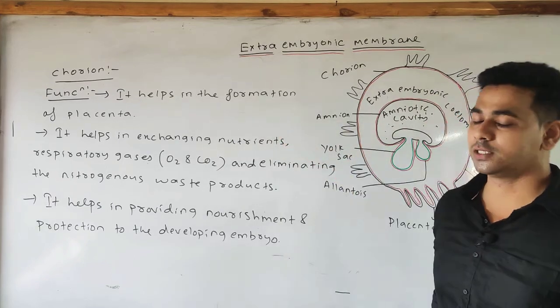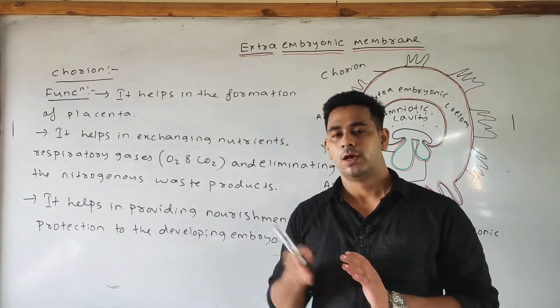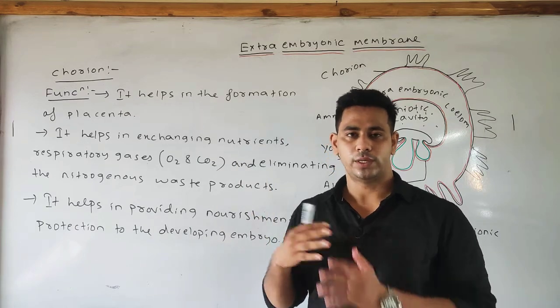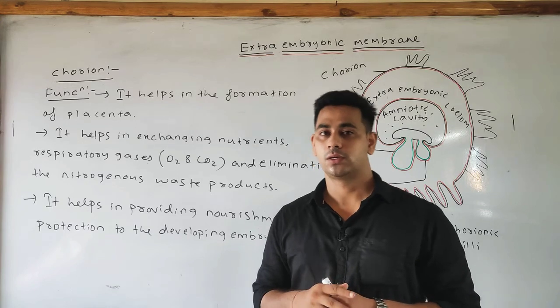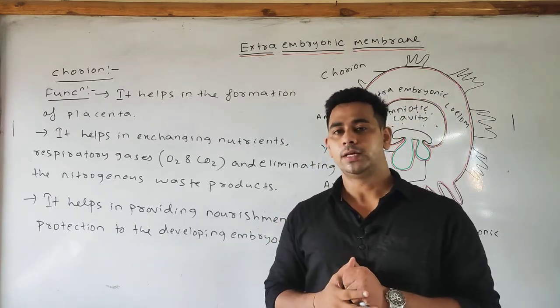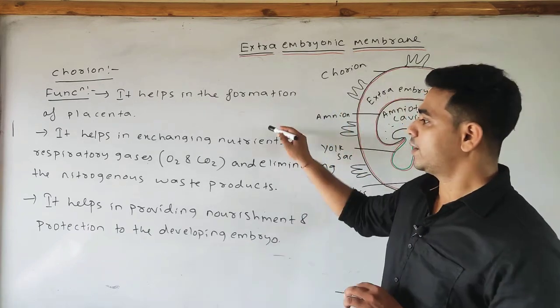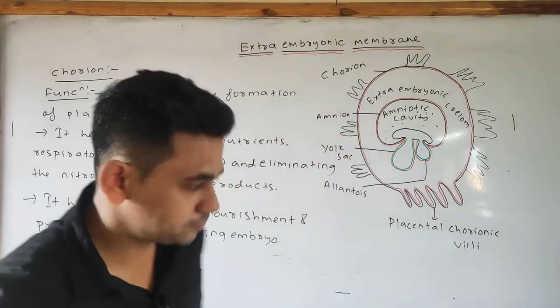First one is it helps in the formation of placenta. Second one, it helps in exchange of nutrients, various respiratory gases such as O2 and CO2, and also it helps in eliminating the nitrogenous waste products. Third point, it helps in nourishing and protecting the developing embryo. Now we will discuss the next extra embryonic membrane, that is amnion.